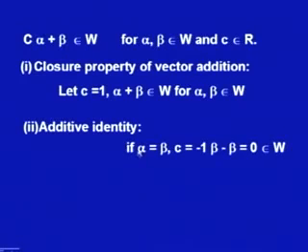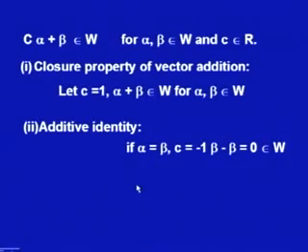Let us see the second property, additive identity. Here, if alpha is equal to beta and C is equal to minus 1, then in this property, beta minus beta is nothing but the null vector. So, if C alpha plus beta belongs to W for all values of alpha, beta and C in R, then beta minus beta equal to 0 will also belong to W. So, this shows that there exists an additive identity in W.